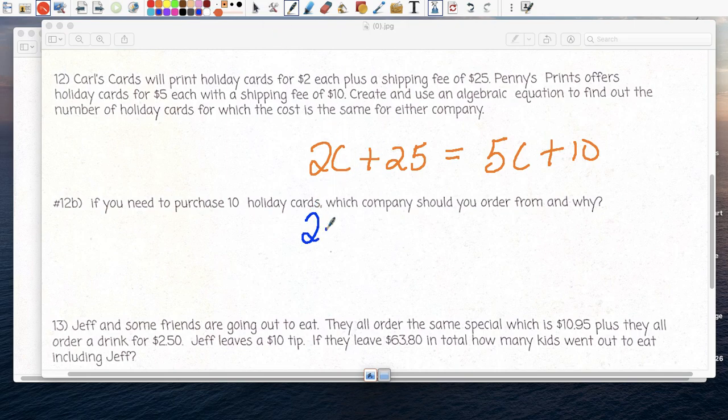So it would be 2 times 10 plus 25. And let me write Carl. So this would be Carl's place. 2 times 10 plus 25. 2 times 10 is 20. Plus 25 would be 45. So Carl would cost you 45.